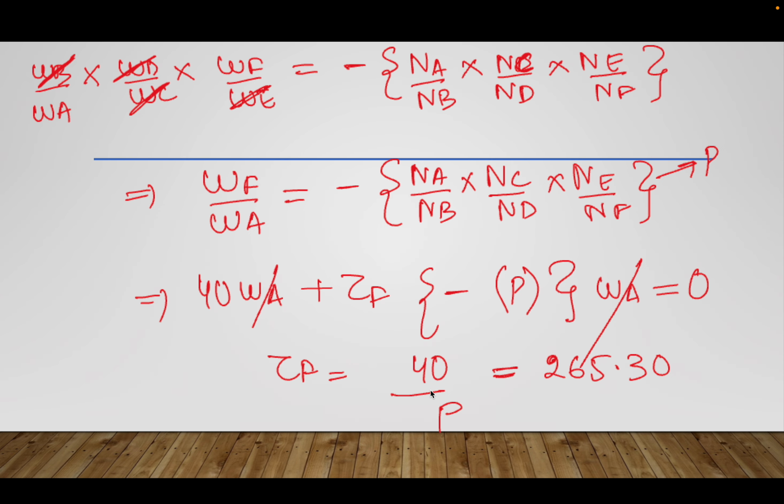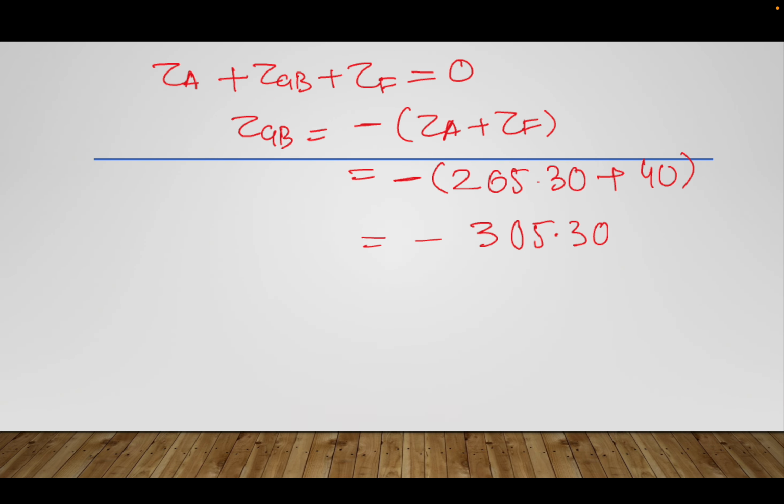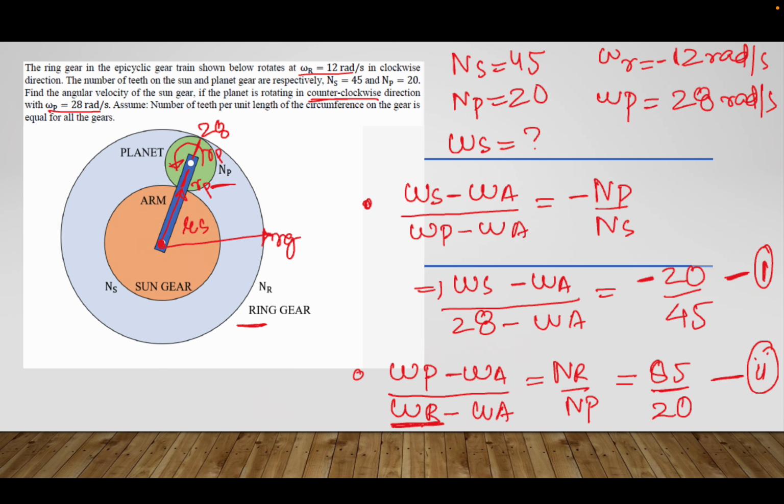265.30. Now since you have this value, we can easily use the moment balance equation. So tau a plus tau gb plus tau f is equal to 0. So the torque of the gearbox would be the minus of the torque of a plus the torque of f, which you can see is coming out to be 305.30. Okay, so after that we can move to the next question.